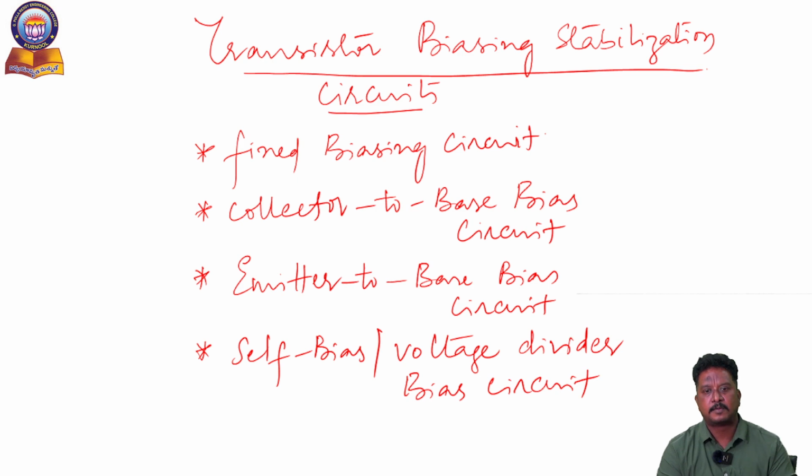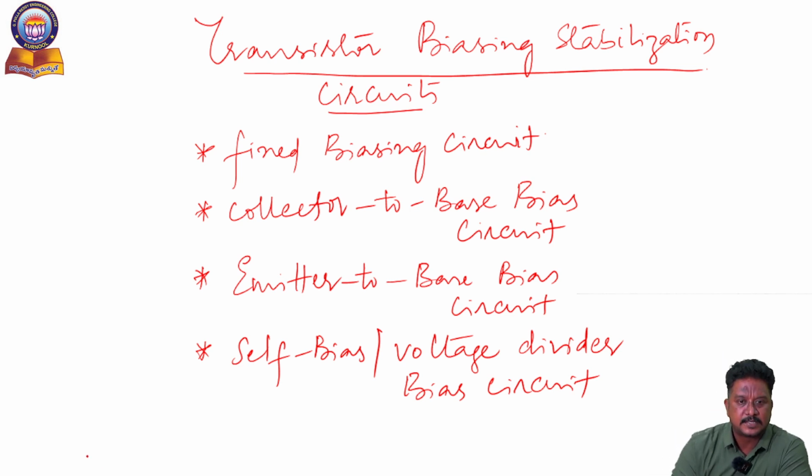Among these 4 biasing circuits, we have to choose which one is the best circuit. This choosing of the best circuit can be defined by using a parameter known as stability factor. Stability factor is also one of the crucial points we have to consider in transistor biasing. By using stability factor, we identify which one is the best circuit. Before going to discuss in detail the importance of each biasing circuit, let me spend a little bit more time on biasing.